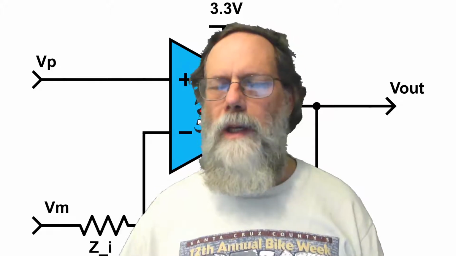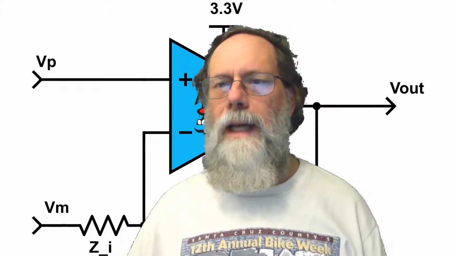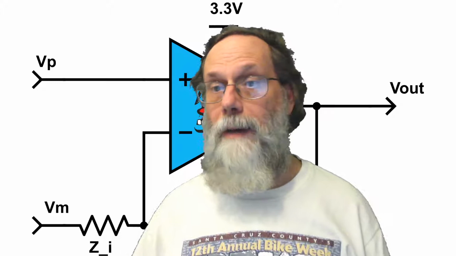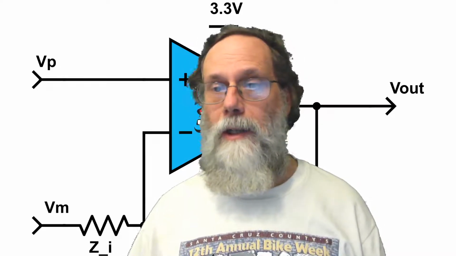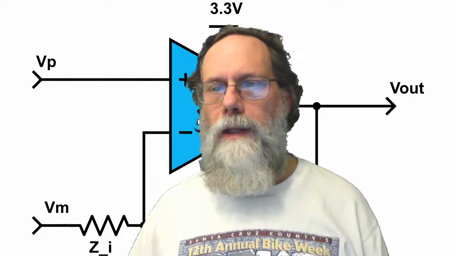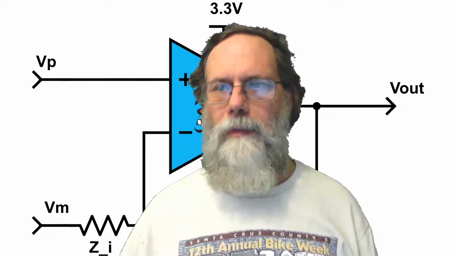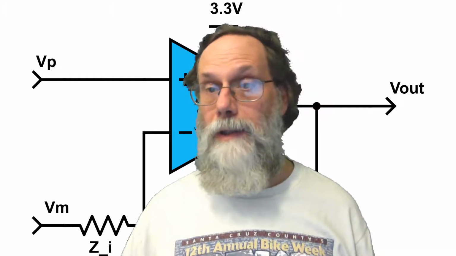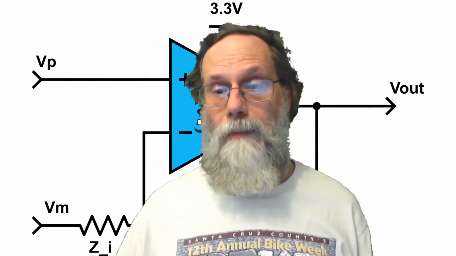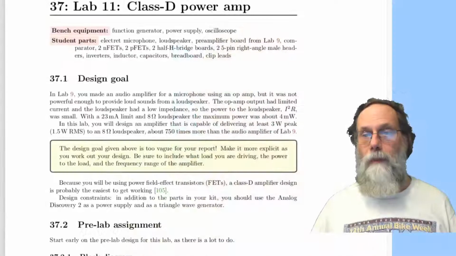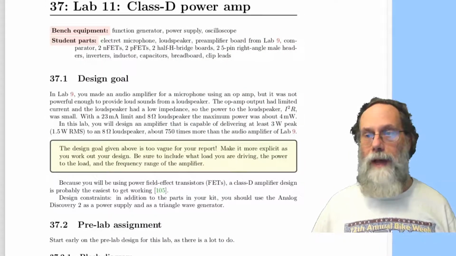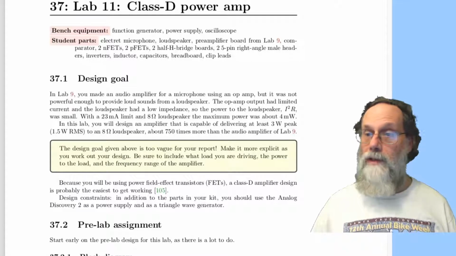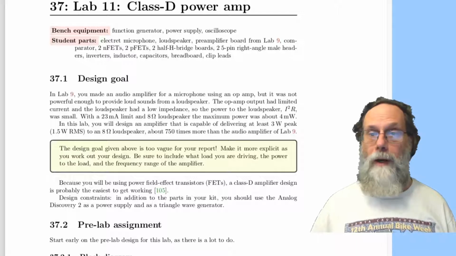This video is an introduction to the Class D Power Amplifier Lab, Lab 11, which is Chapter 37 of Applied Analog Electronics. Now, the basic part of this lab is to build a Class D power amplifier. I'm not going to tell you exactly how to do that. We've had several previous videos, several previous chapters of the book, which talked about the various components that go into making up a power amplifier.